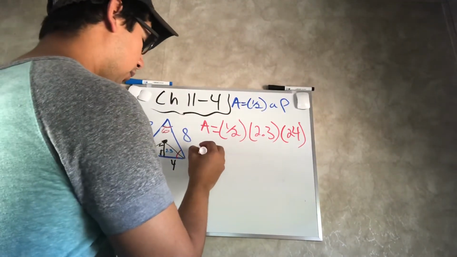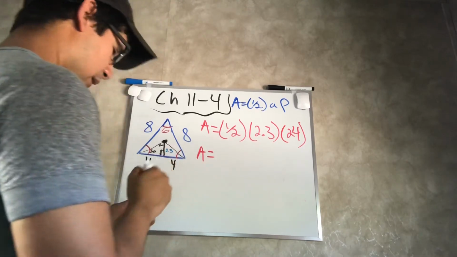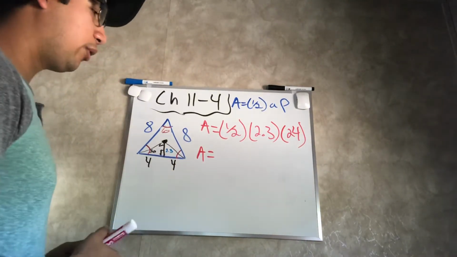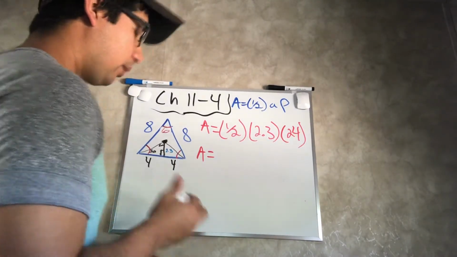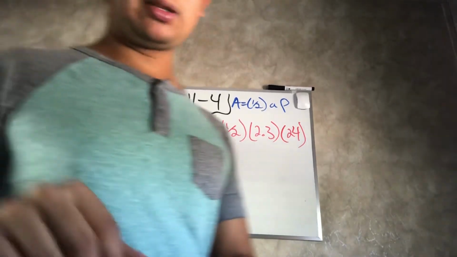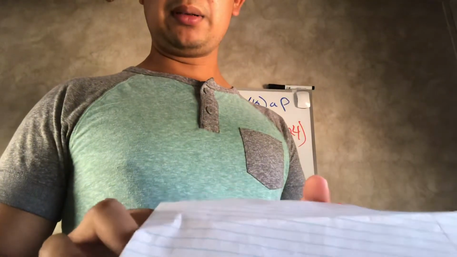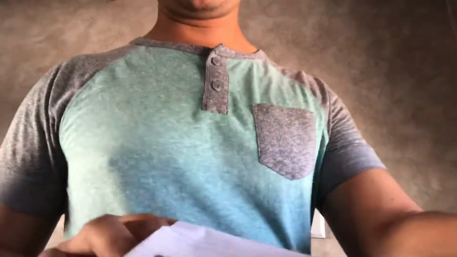So here we have area equals 1/2 times 2.3, that's going to be 1 point something. Let me check that out. Where's my calculator? Let me get a calculator out. Sorry guys, should have that ready.